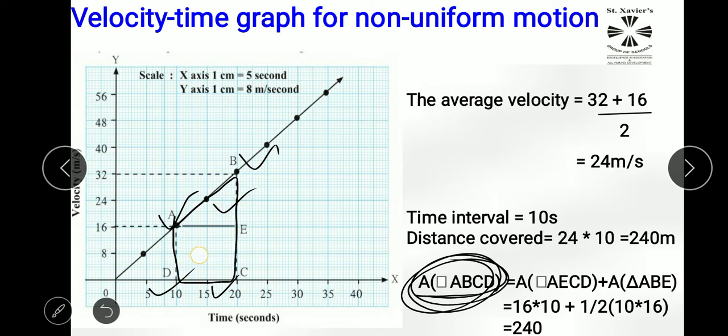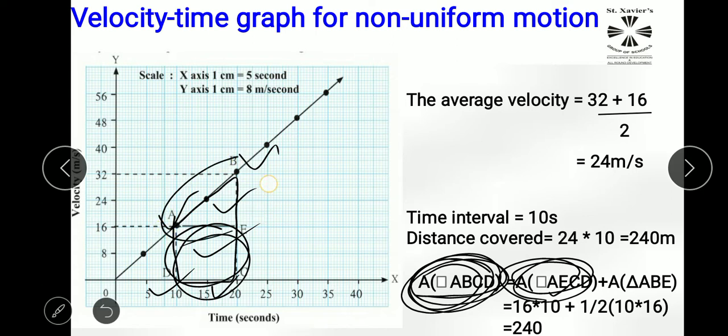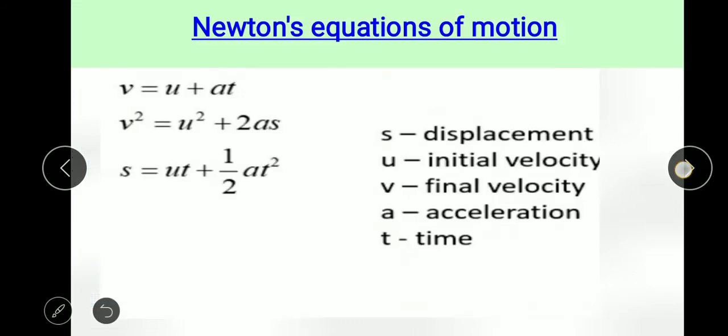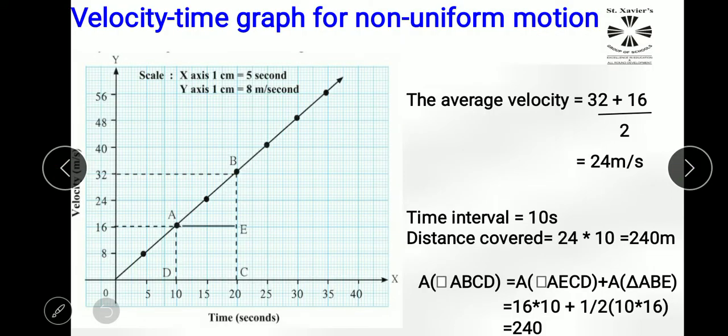One triangle is there, one quadrilateral is there. So we'll write area of ABCD is equal to area of quadrilateral AECD plus area of triangle ABE. I'll repeat again, students. Here we have to find the area of this quadrilateral.